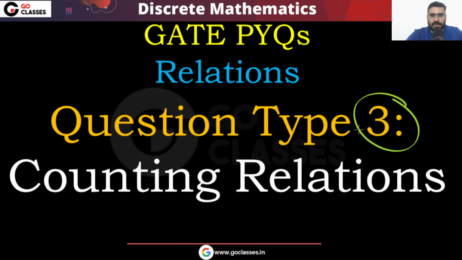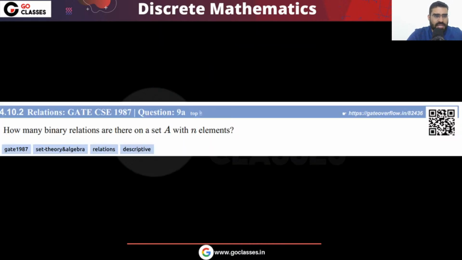So question type 3. From this topic relations, what type of questions do they ask in the GATE exam? The next type of questions they can ask you is counting relations, counting different types of relations. So the first question is very natural: how many relations are possible on a set of n elements? This is a simple question. So let's solve it. This is a GATE 1987 question.